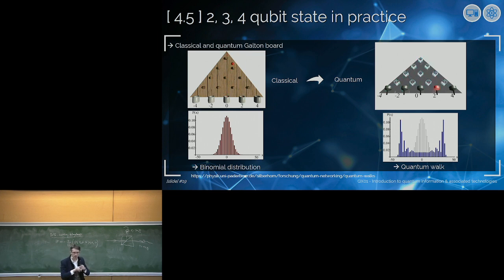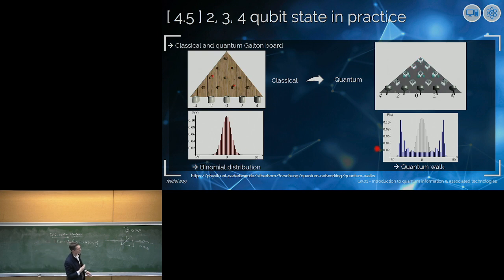So this is a good example of a difference between a classical Galton board and a quantum Galton board, where because of this path encoding and the fact that we can have a superposition of different possibilities, these can interfere destructively and constructively, and end up with something completely different from what you would have in a classical system.